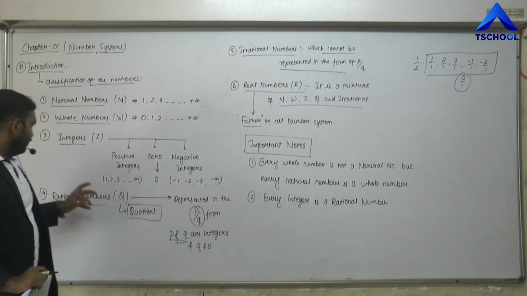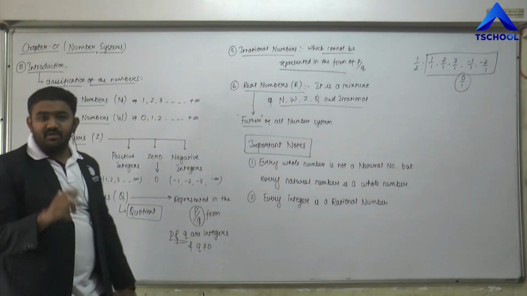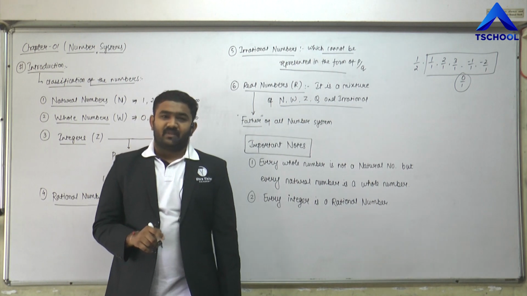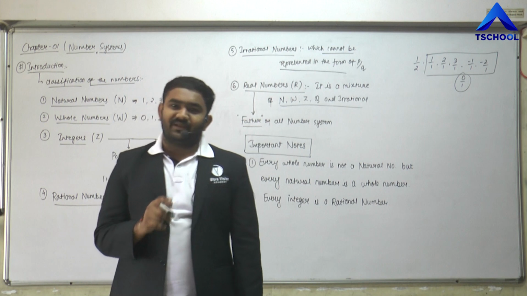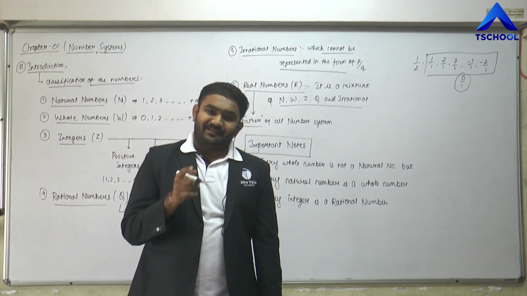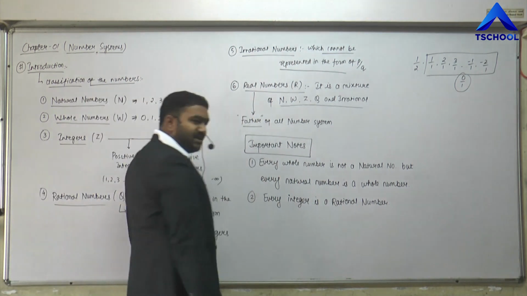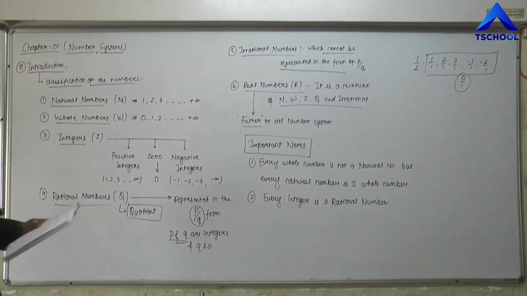So we can say now that each and every integer present here in this classification is a rational number, but it is not necessary that every rational number must be an integer. When the rational number gets a denominator 1, at that time it will become an integer. So every integer is a rational number, but it is not necessary that every rational number must be an integer.